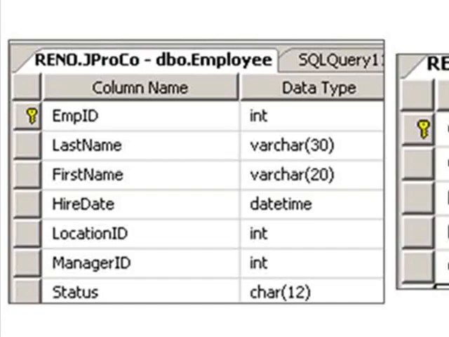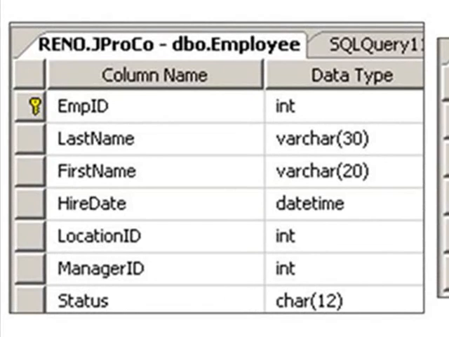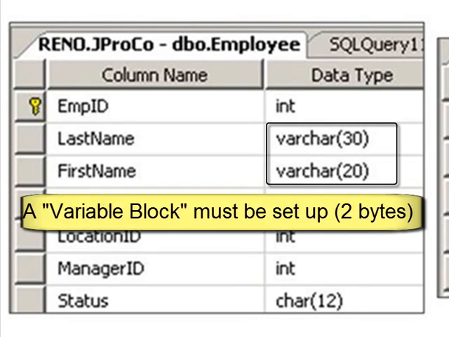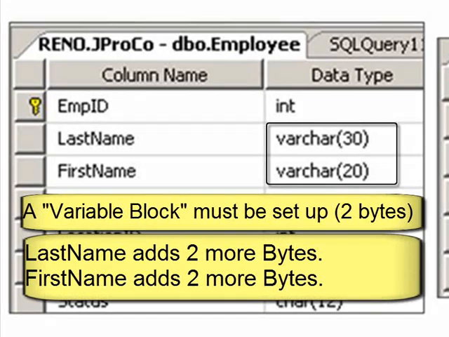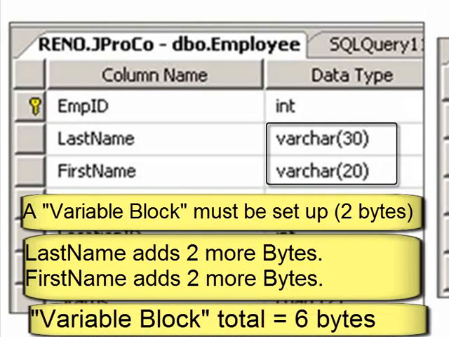Let's use an example. This is the design view of the employee table. You know for sure there is a variable block because you have 1 or more variable data types, namely last name and first name. They are both variable data types. So, a variable block with 2 bytes was created. 2 more bytes were added to the variable block because of last name, and 2 more bytes were added because of first name. Therefore, the employee table is taking up 6 bytes in a variable block for every record added.